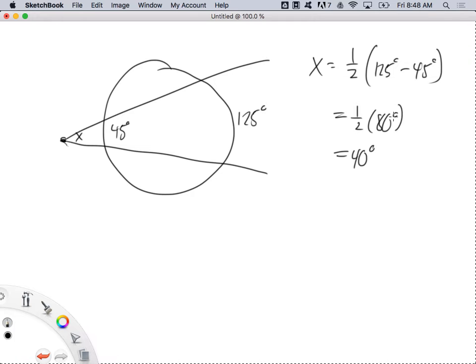Because if it's on the circle, then it's just half. If it's an x in the middle, it's half of the sum. And if it's outside the circle, it's half the difference. Does that make sense to you guys? You got to remember that, though. So you got to really study that. Okay? And the last thing is lesson 12.6.